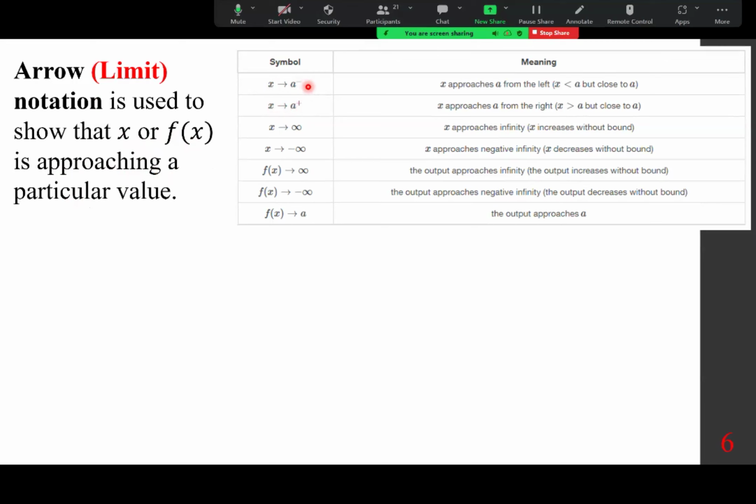For example, if a is 5, this means like 4.9999. If a is 5, this means 5.00001. That's the meaning of a from the left, a from the right.